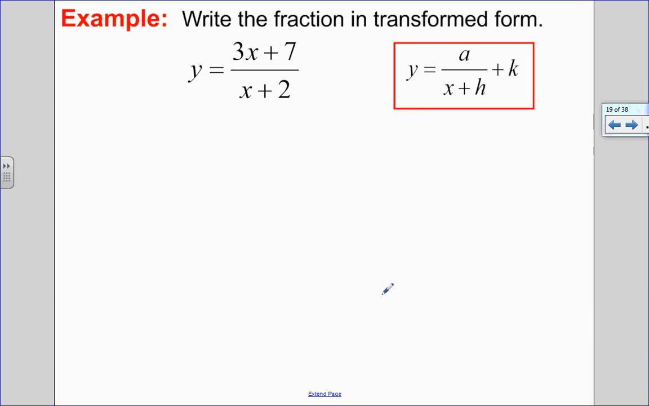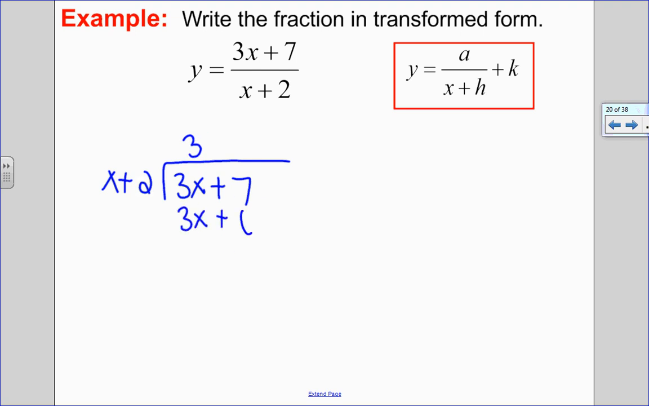So let's try that again with this one. I want to write this in transformed form. This is the same one that we were using before. I want to see this fraction in transformed form, using the same kind of process. So I'm going to do x plus 2 into 3x plus 7. 3x divided by x is 3. 3 times x plus 3 times 2. And then I subtract. 3x take away 3x is 0. 7 take away 6 is 1. So that means this fraction in transformed form is 3 wholes plus 1 remainder out of the divisor.